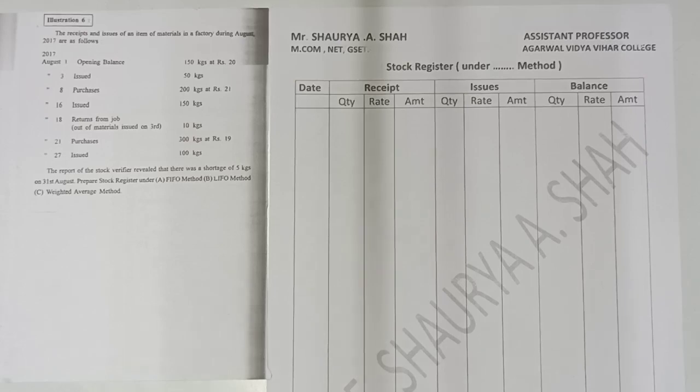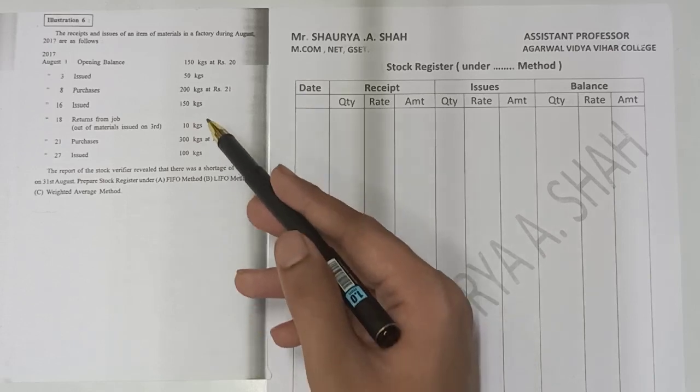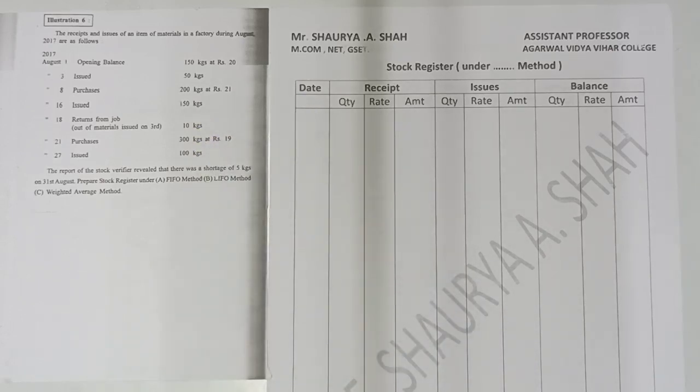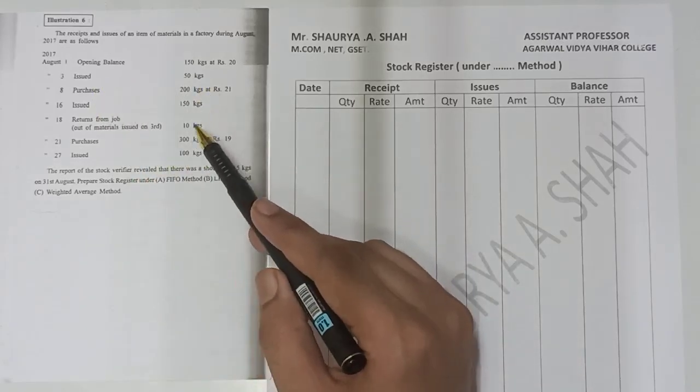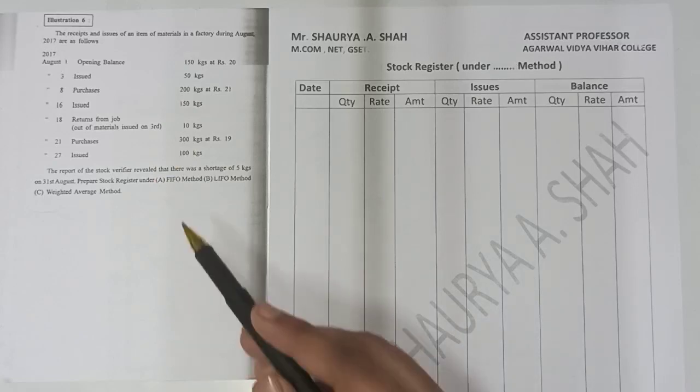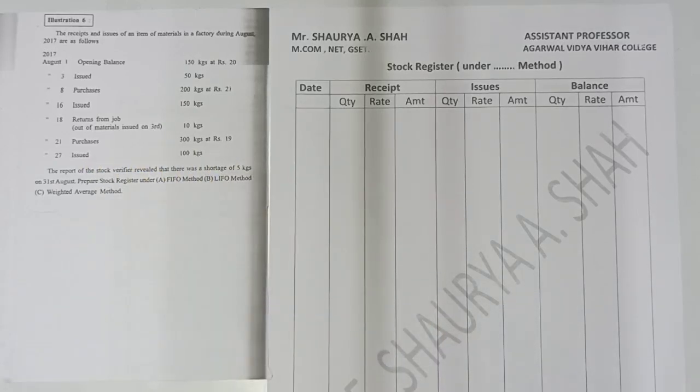Okay. Purchases are given as 50 kg. Issued is given again. Purchases are given as 200 kgs at 21 rupees. Issued again is 150 kgs. Returns from job out of the material issued on 3rd, right? Out of the material you had issued on 3rd August, certain quantity has been returned. Again, purchase is 300 kgs at 19 rupees and issued 100 kg. So you need to prepare, students, the stock register as per the FIFO method. I hope it is clear. First we will solve the FIFO method, then the LIFO method, and then we will see further.